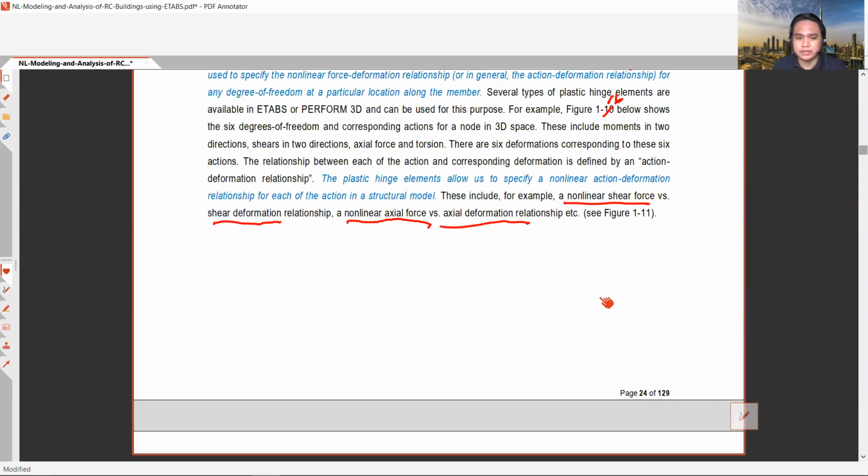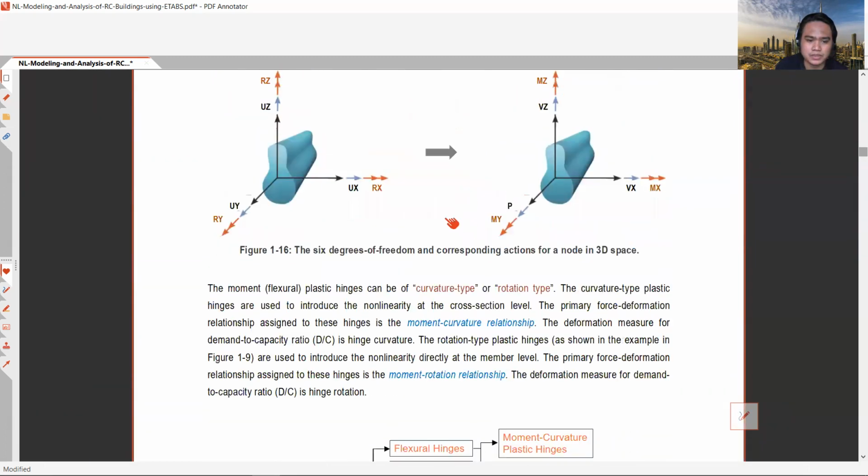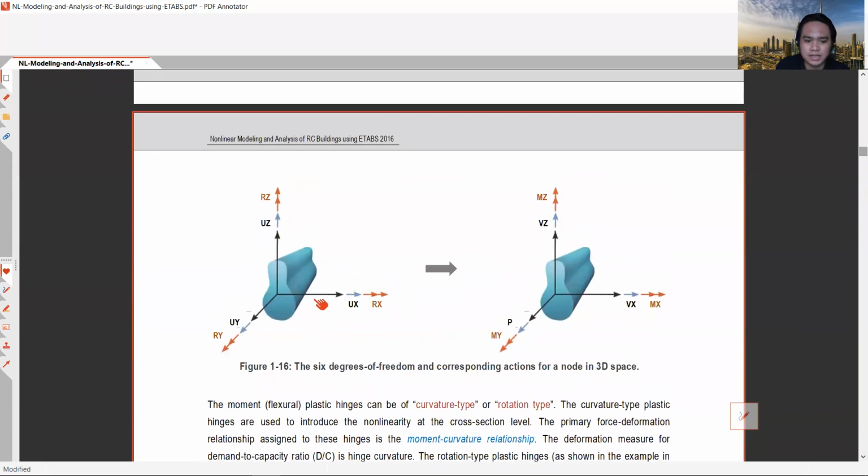If we have 6 degrees of freedom, for example in this one, in each node of a 3D model or 3D space, we have 6 degrees of freedom in each node. We have the UX, UY, UZ, RX, RY, RZ. Okay, UY is for the actual load. Okay, UX is for the shear in X.